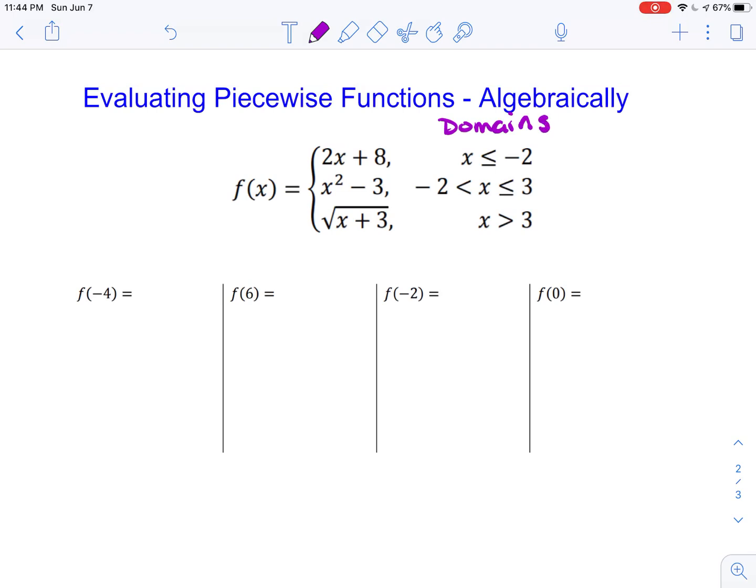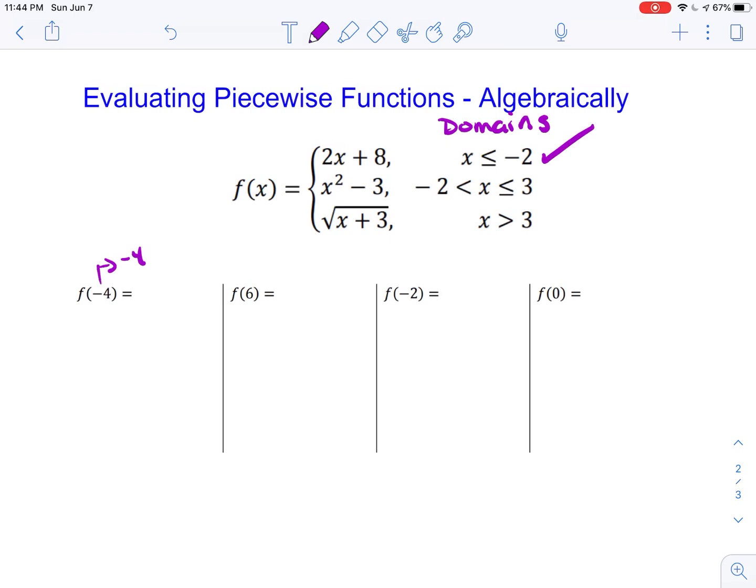So we're always going to be looking here at our domains, okay? This side here is the restricted domains. It tells you what the restriction is for the corresponding equation. So what does this top line mean? Well, for any number x less than or equal to -2, we're going to use this first equation. For any x values between -2 and 3, we're going to be using this equation. And for any values greater than 3, we're going to be using that equation, okay?